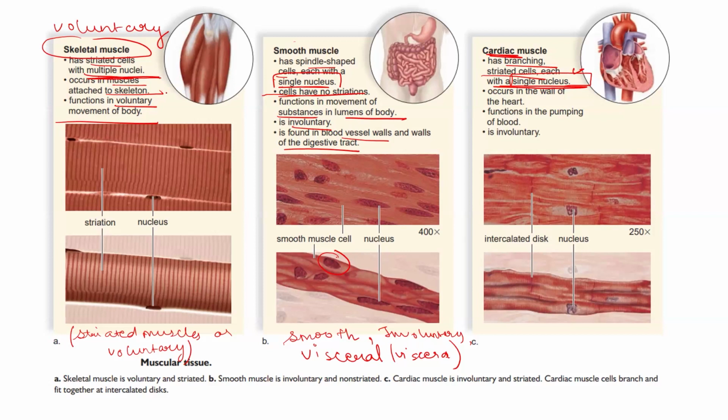The cardiac muscles occur in the wall of the heart and they are also known as myocardium. Their function is to pump the blood. They help in maintaining the blood pressure and in the pumping of the blood. And these muscles are involuntary like the smooth muscles.